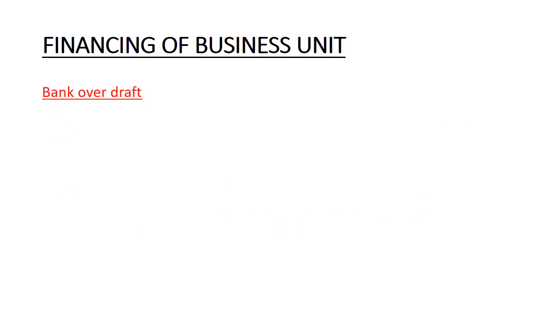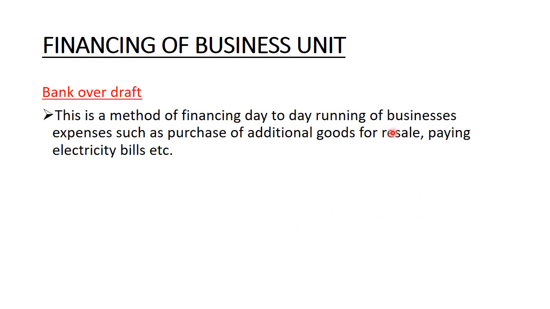So next is, of course, bank overdraft. This is the method of financing day-to-day running of business expenses such as purchase of additional goods for resale, paying electricity bills, etc. As we are looking at different methods of financing business units, you should be able to marry them to the exact way in which they can help the business to be financed.